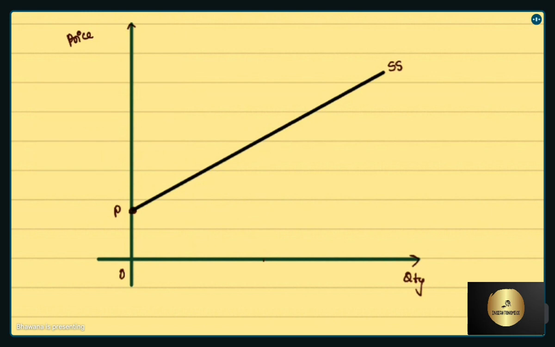Now suppose the producer wants to sell this much amount, Q star. Let me use a different color so that it will get highlighted. For this much quantity, he gets this equilibrium price. This is your P star. So the difference between this P star and P, this is your minimum willingness to sell.